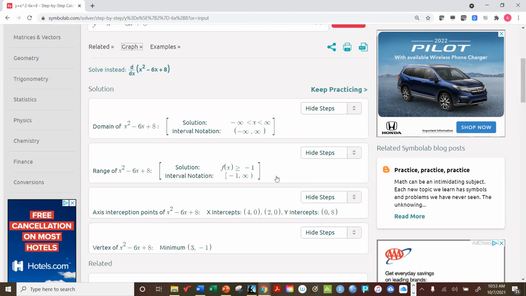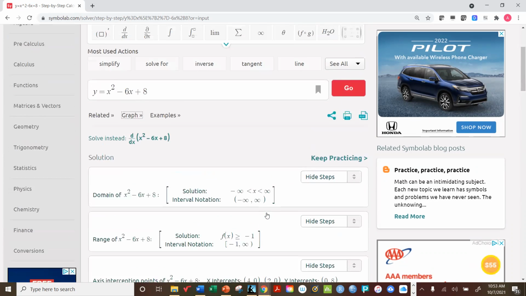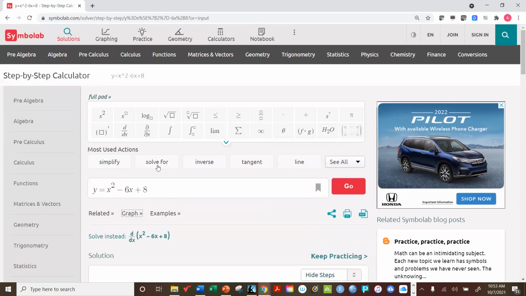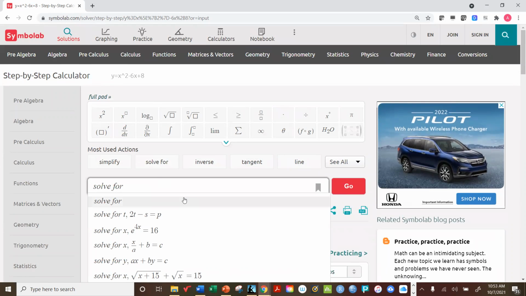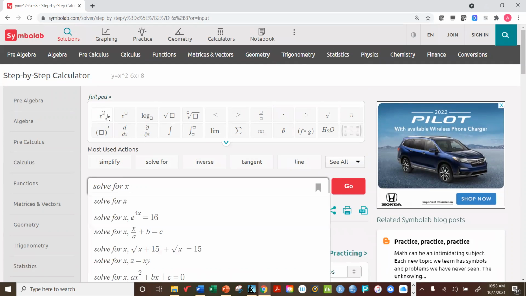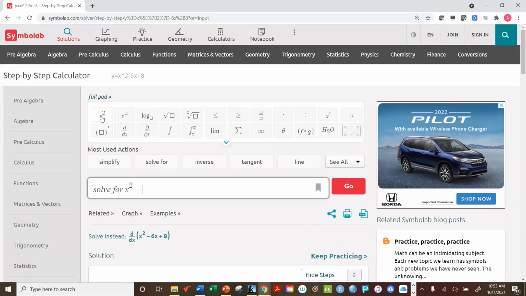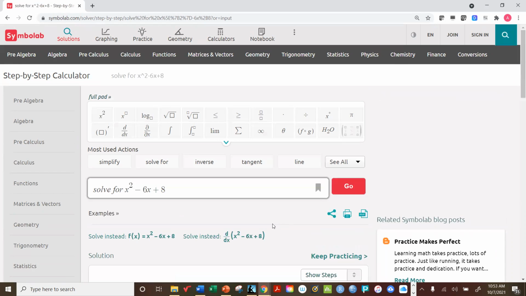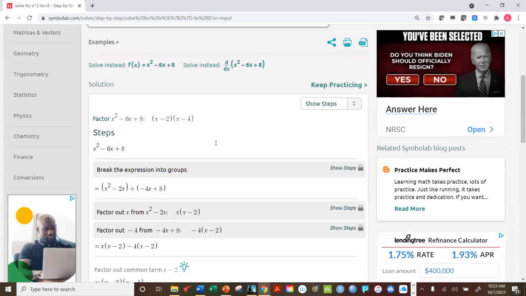By the way, I just noticed something interesting here. Oh, and here's the intercepts, 4, 0 and 2, 0, right? But I just noticed there's a button up here somewhere that says solve for. Let's see what that does. x squared minus 6x plus 8, and it comes back. Oh, what do you know? Now, here you go. I didn't even realize it was capable of doing this. I just didn't know how to do it. Look what it did. Those are the factors, x minus 2 and x minus 4, that we just solved the hard way.